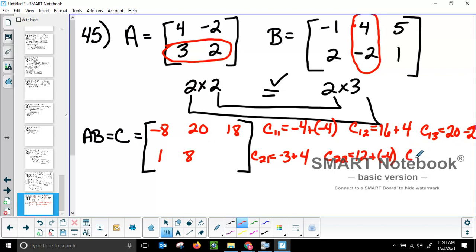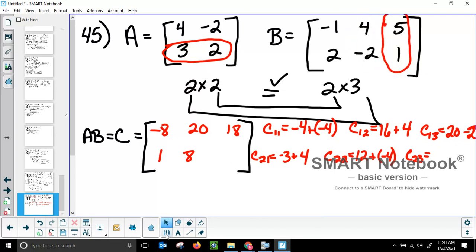And finally, C23, second row still, third column now. 3 times 5 is 15, and 2 times 1 is 2. Add those together to get 17. All right, and we are done.